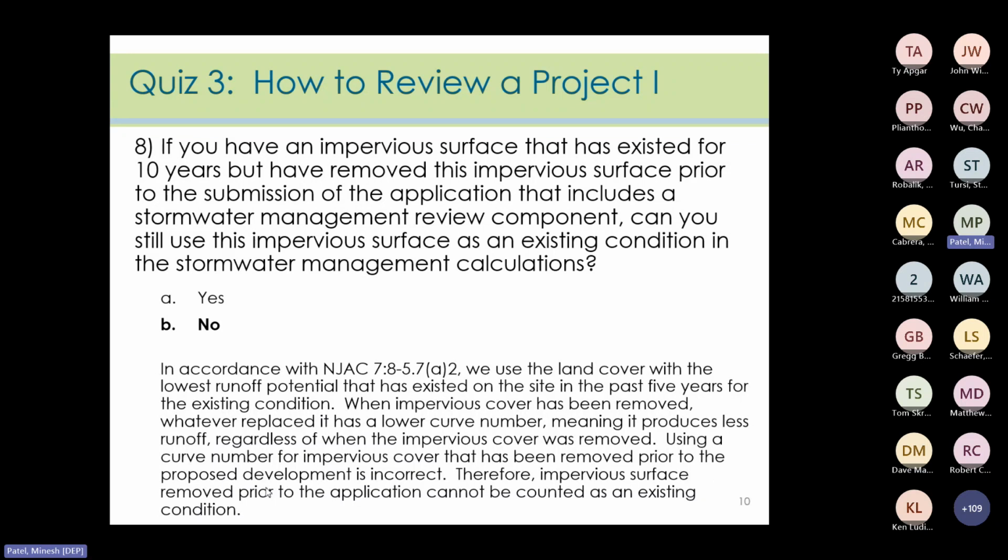We use the land cover that has the lowest runoff potential that existed on site in the past 5 years for the existing condition. If you remove impervious cover, anything you replaced it with is going to have a lower curve number, regardless of when that impervious cover was removed. So impervious surfaces removed prior to the application cannot be counted as an existing condition.